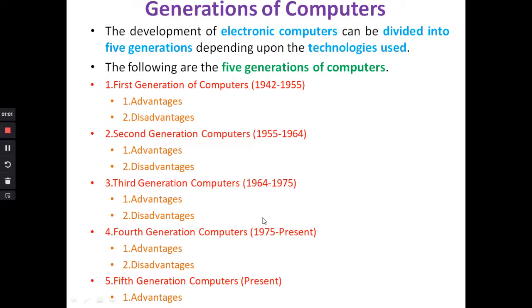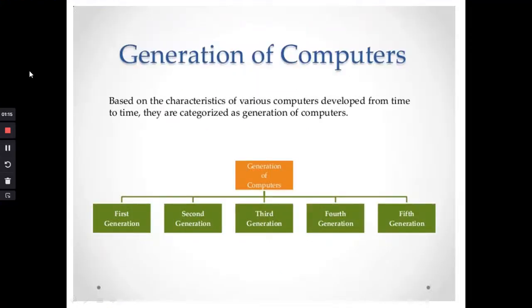These are the five generations of computers. Based on their characteristics, various computers have been developed from time to time. They are characterized according to the generation of computer, as I have already told you. Now we will have a look.